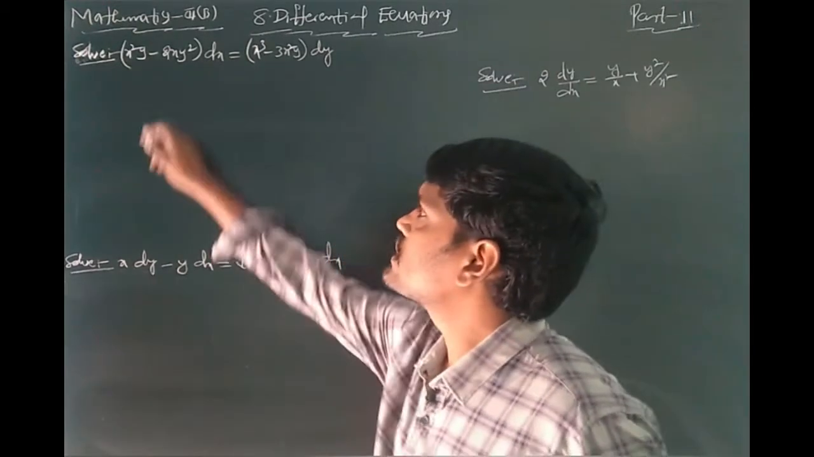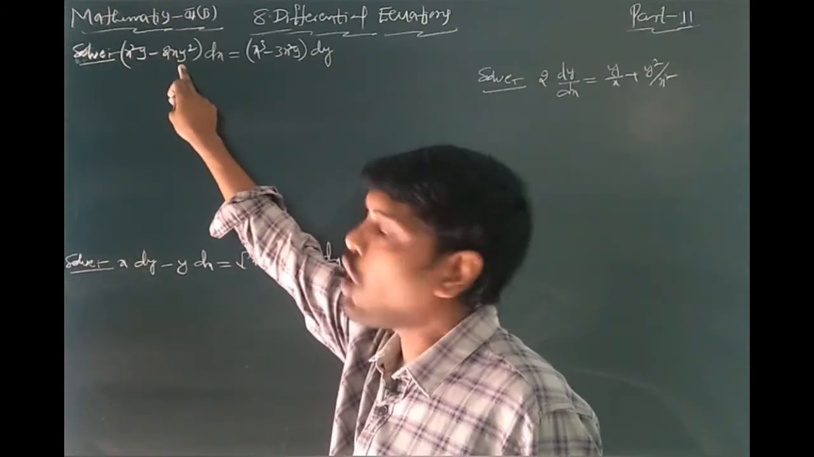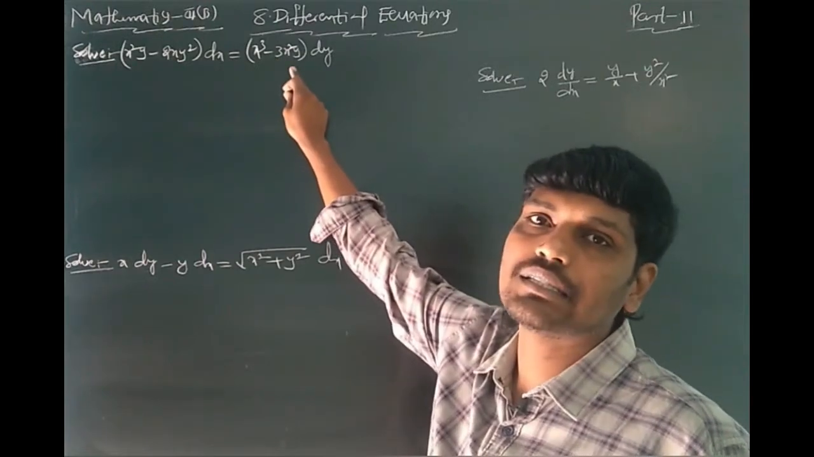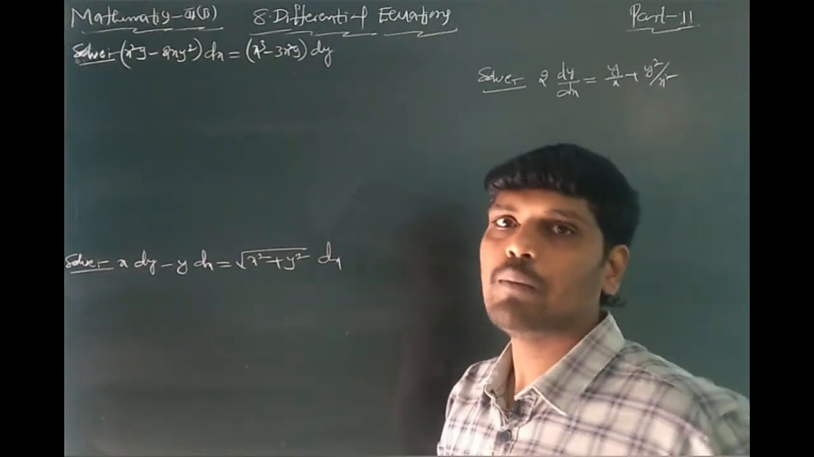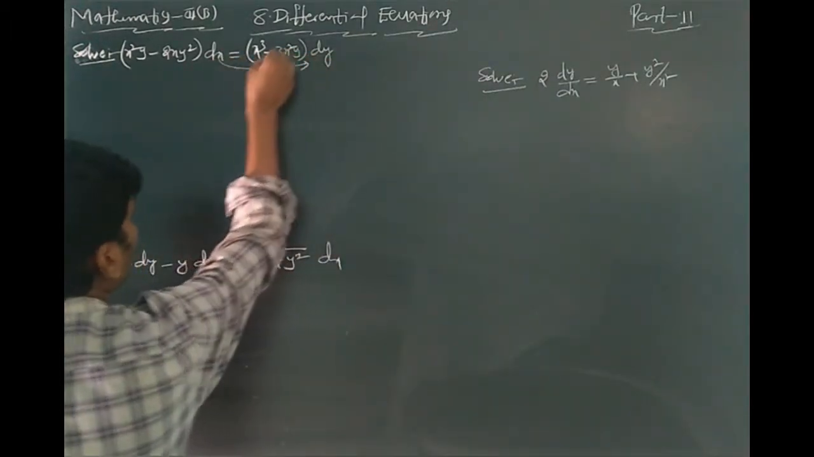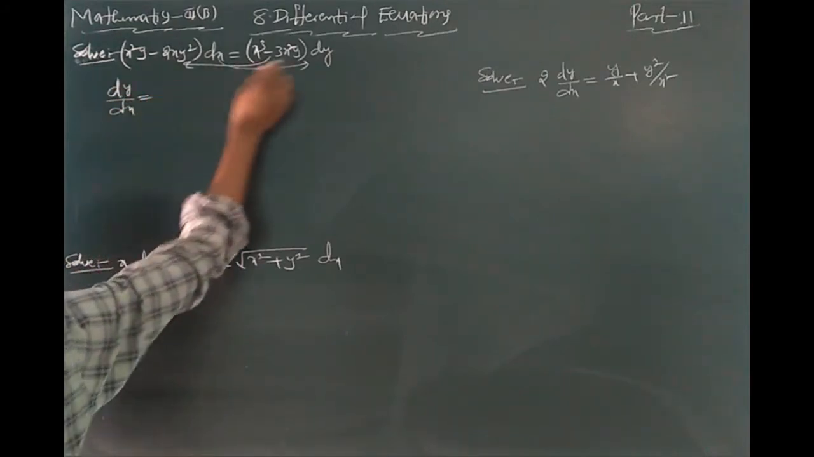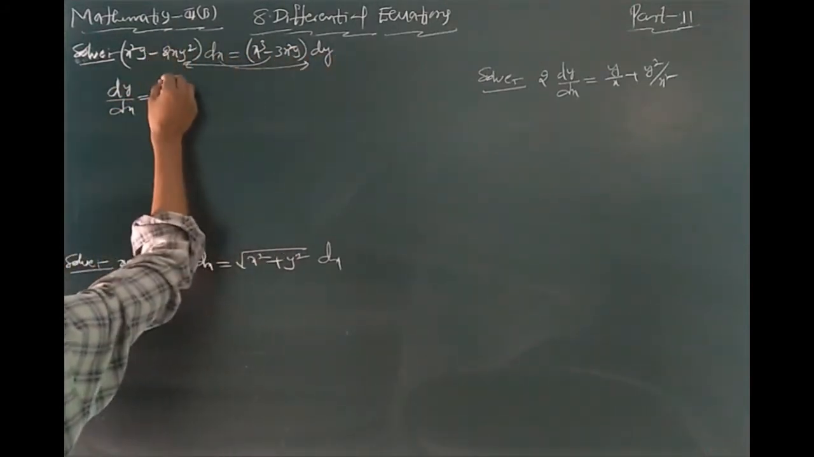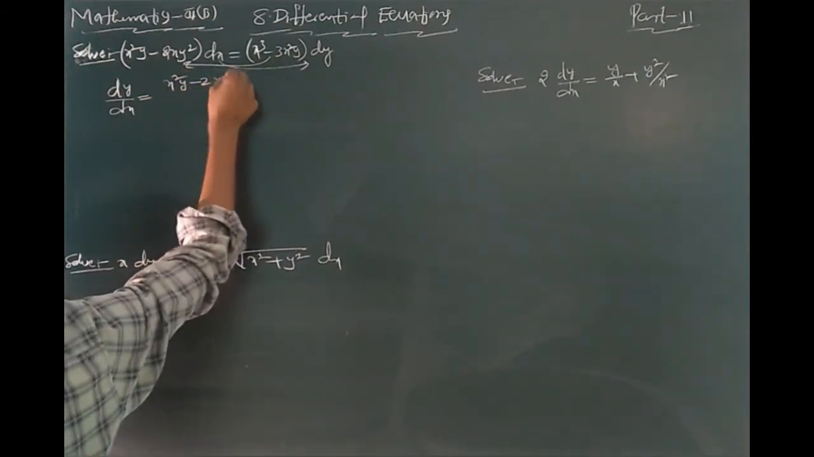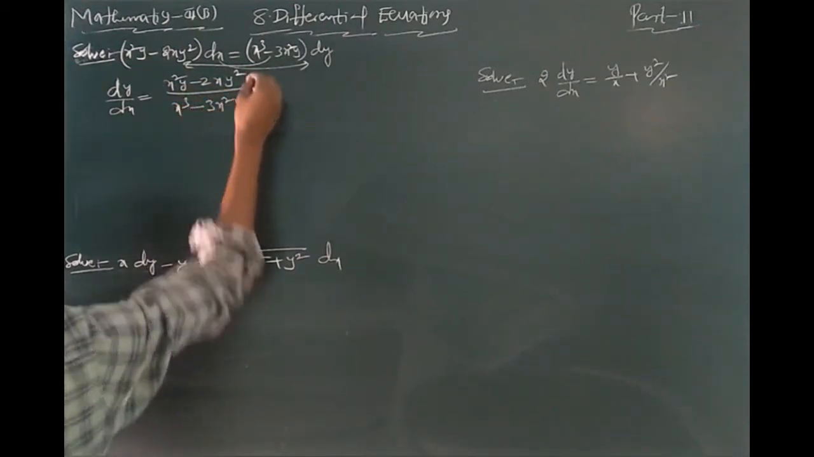First one is solve: x square y minus 2xy square whole dx is equal to x cube minus 3x square y whole dy. First of all, this can be written in terms of dy by dx. This dx goes to here, this value goes to here. You get dy by dx is equal to, you can write, x square y minus 2xy square by x cube minus 3x square y.